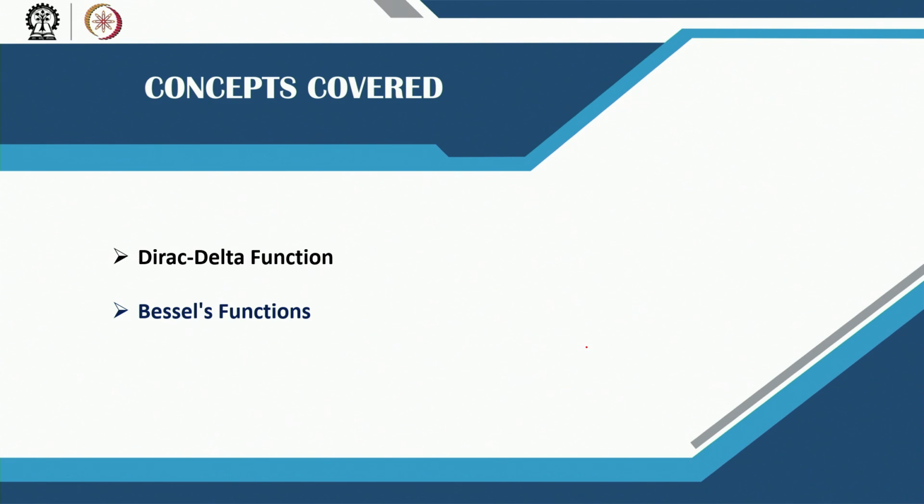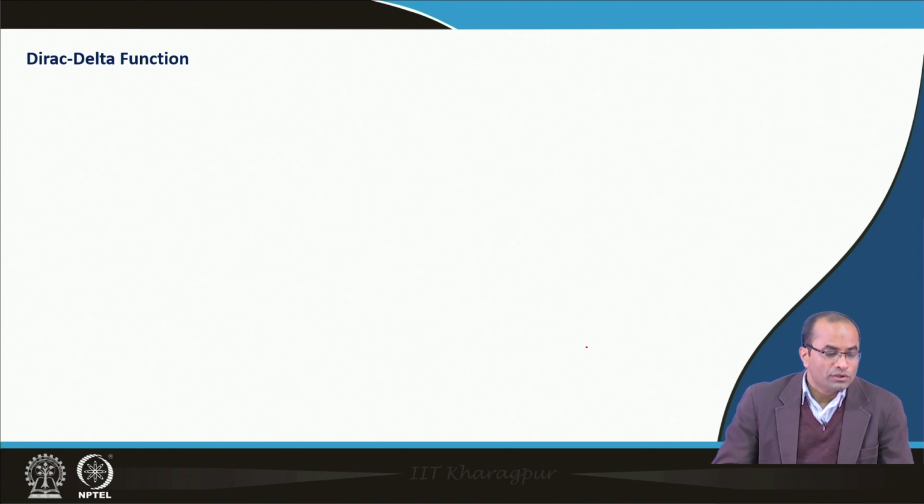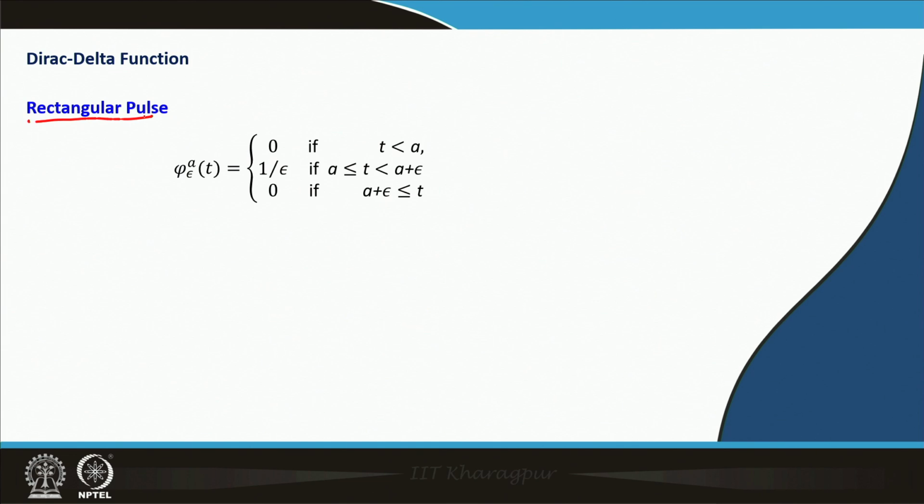also the Bessel's functions and the Laguerre polynomials. So, coming to the Dirac delta function, we usually define it through a rectangular pulse. There are several ways we can define such a specialized or generalized function, and here we do it with the help of this rectangular pulse.